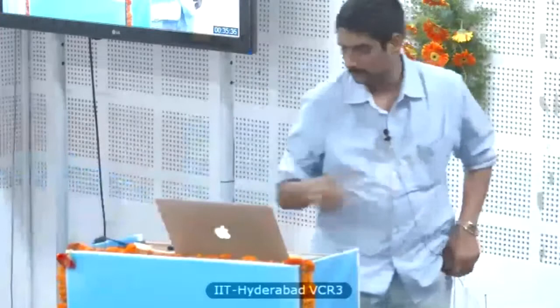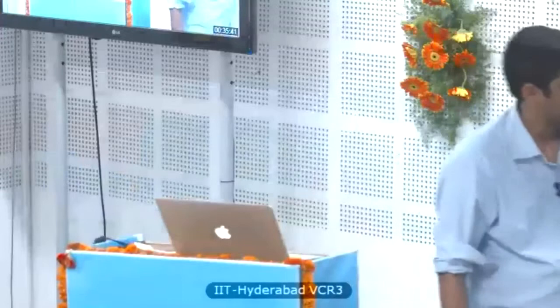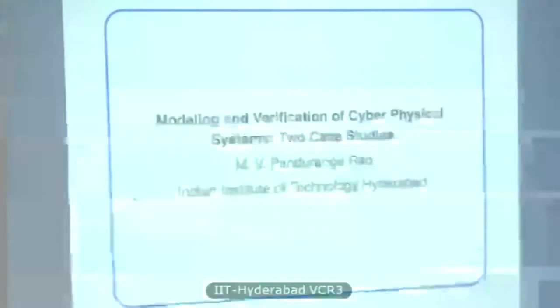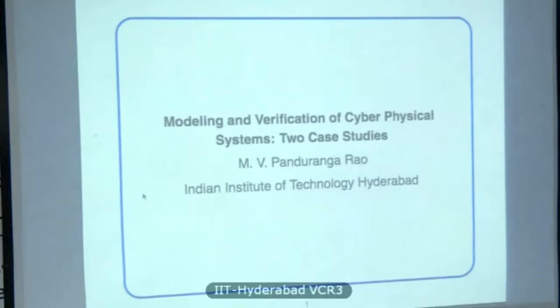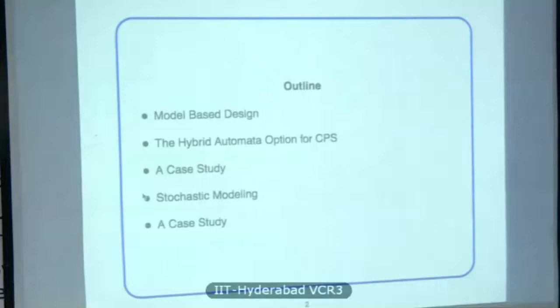I'll be talking about modeling and verification of hydrophysical systems. I'll present two case studies, which are broadly motivated by the various projects that are going on at IIT Hyderabad. And we'll see applications of the techniques for modeling and verification, and model checking of hydrophysical systems.